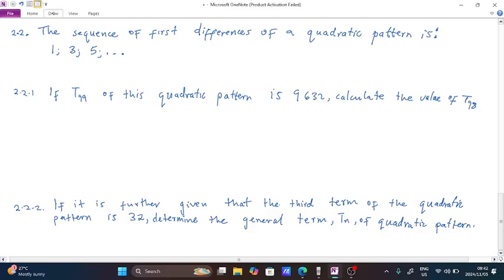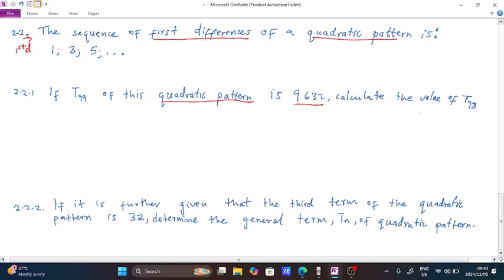Right, under this one, we have a quadratic part. That's saying the sequence of the first difference of a quadratic pattern is 1, 3, 5. So what is this? It is the first difference of the original pattern, and then there is a second difference. Now let's see.